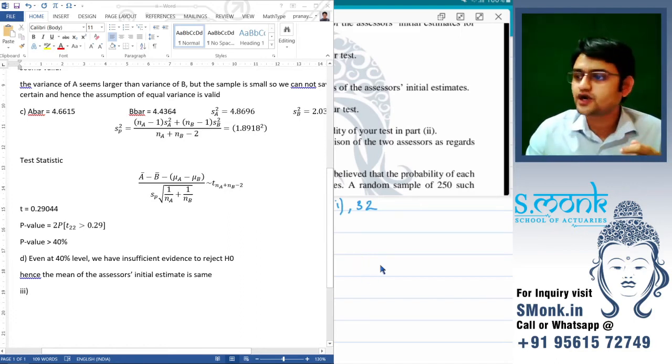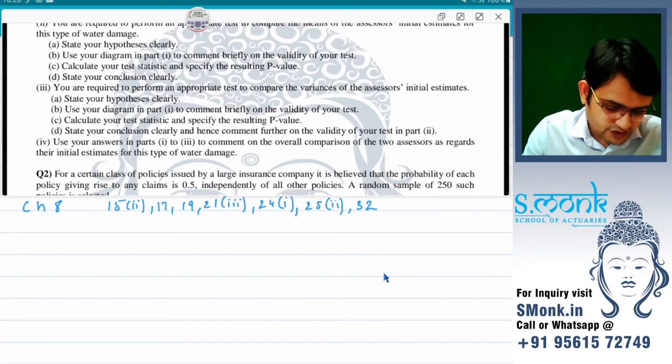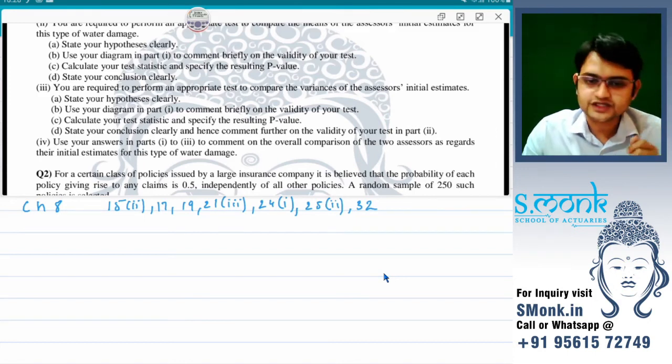That is what part 3 is saying: you are required to perform an appropriate test to compare the variance of the assessor's initial estimate. State your hypothesis clearly. Use your diagram in part 1 to comment briefly on the validity of the test. Then calculate your test statistic, specify the resulting p-value, state your conclusion clearly, and hence comment further on the validity of your test in part 2.